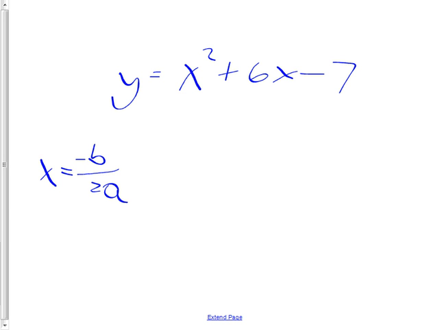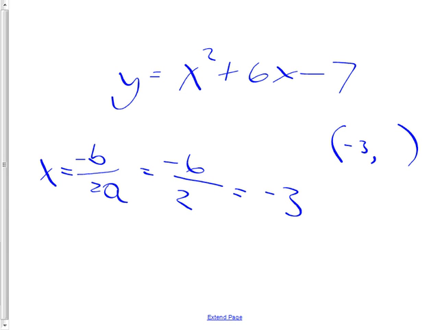By the way, after you do this, you'll have x. And let's say you come out with x equals 2. You're not done. All you have is the x. You've got to plug it back in and figure out the y. All right, negative b would be negative 6 over 2a, which would be 2 times 1, which would be 2. And that's negative 3. I just figured out the x is negative 3, but I don't know the y yet. Plug it back in.